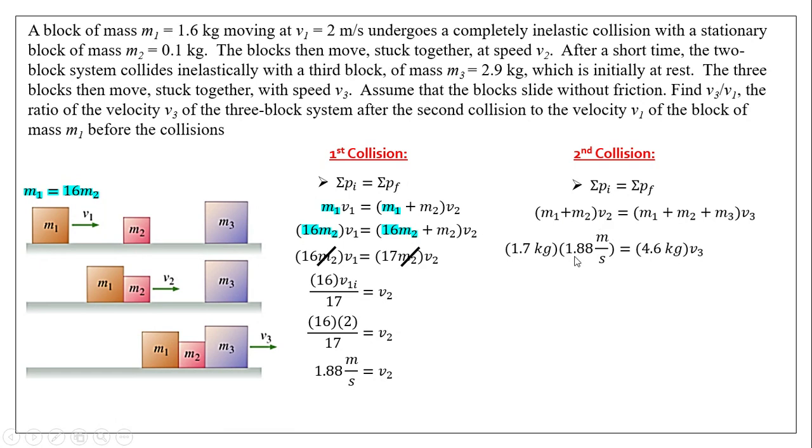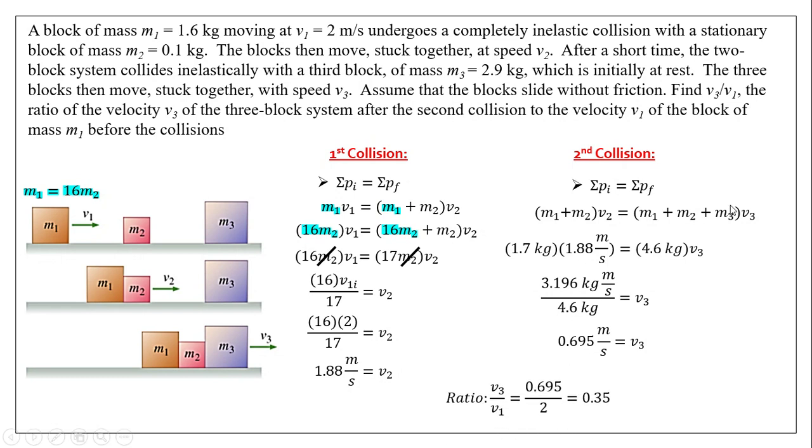V2 we calculated in the first collision is 1.88. And then all these masses, so if you look at the problem, 1.6 plus 0.1 plus 2.9 will give you a sum of 4.6 kilograms. And to get V3 by itself, simply divide both sides by 4.6. So 1.7 times 1.88 will give you about 3.196, divided by 4.6 will give you a value of 0.695.